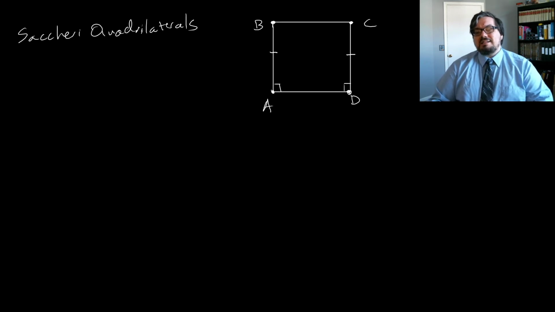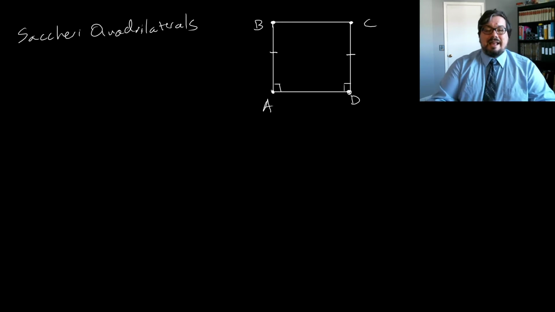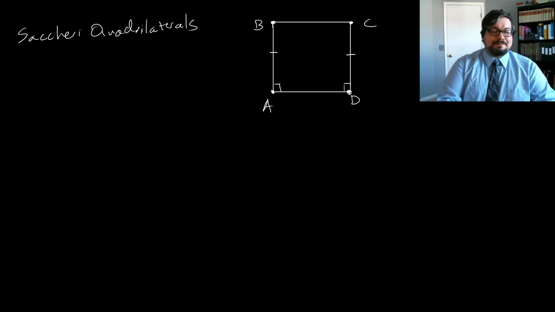What we can't assume at this point, and can't even prove at this point based on what we have, is that the angles at B and C are right angles. We don't know that they're right angles, and in fact, they aren't always right angles, depending on your geometry. But this is a Saccheri quadrilateral. Let's give the formal definition based on this.